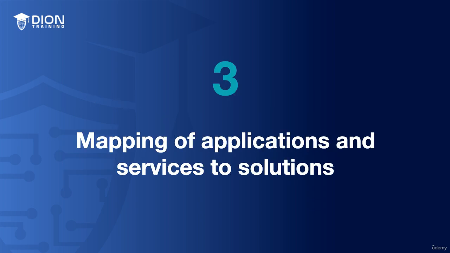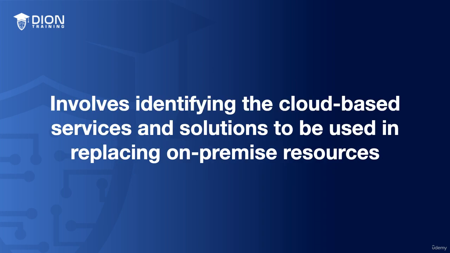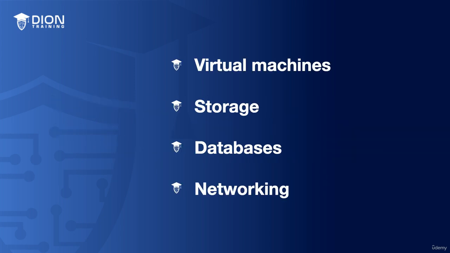The third phase of the cloud migration is the mapping of applications and services to cloud solutions. This mapping of applications and services involves identifying the cloud-based services and solutions that are going to be used to replace your on-premise resources, including services such as virtual machines, storage, databases, and networking. It is going to be really important for you to understand the capabilities and limitations of each of these services and solutions to ensure that they're going to be able to support the applications and services that you're going to be migrating into this cloud environment.